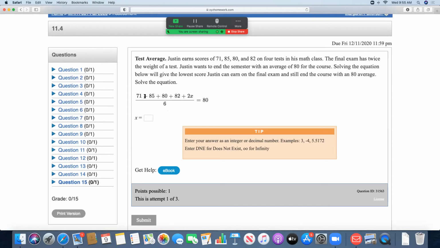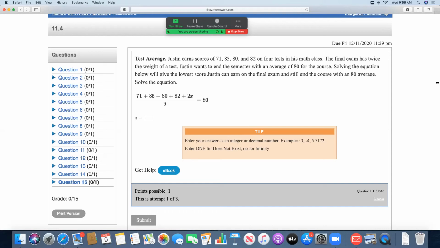And so what you do with this is you add up every last bit, in other words, you simplify everything you can simplify. 71, and I'm on my calculator, 85, 80, 82. So those numbers add to be 318. Is that what you got? Yeah. 318 plus 2x divided by 6 is 80.